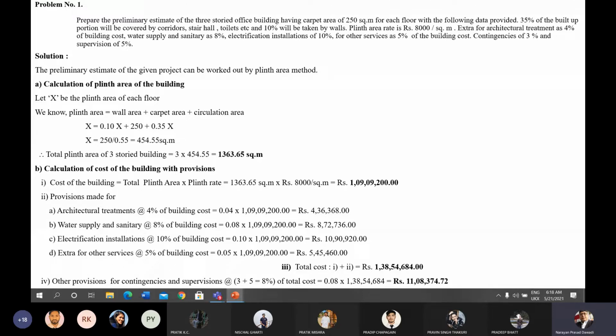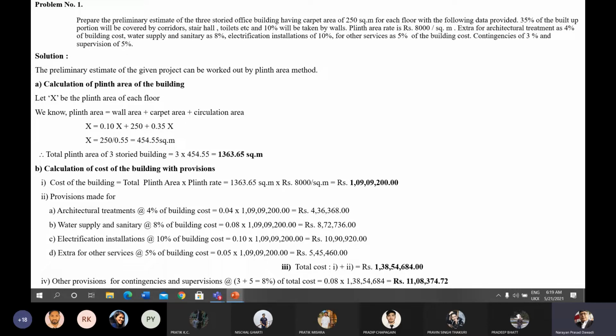Now, calculation of cost of the building with provisions. First of all, we have to find the cost of the building. The cost of the building is calculated by using the plinth rate method or plinth area method. The total plinth area is multiplied by the plinth rate, which gives the cost of the building, which gives the amount of 1,09,09,200 rupees. And provisions are there.